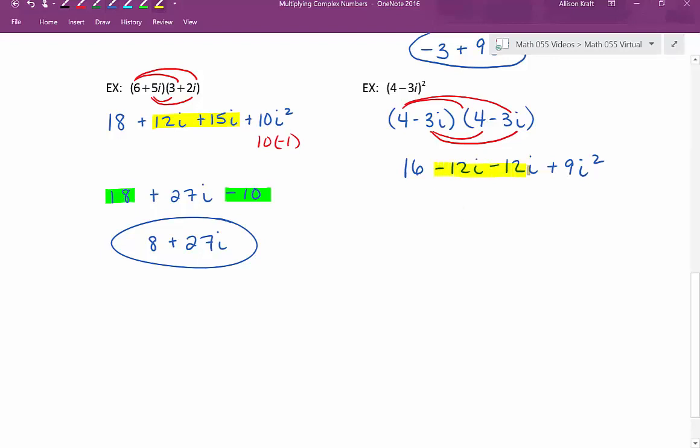We see that we have like terms in the middle to combine. Also note that we have an i squared that we need to replace with -1. That'll be 16 minus 24i, and then that positive 9 times a negative 1 gives us a minus 9. And we want to combine these like terms as well. We get a final answer of 7 minus 24i.